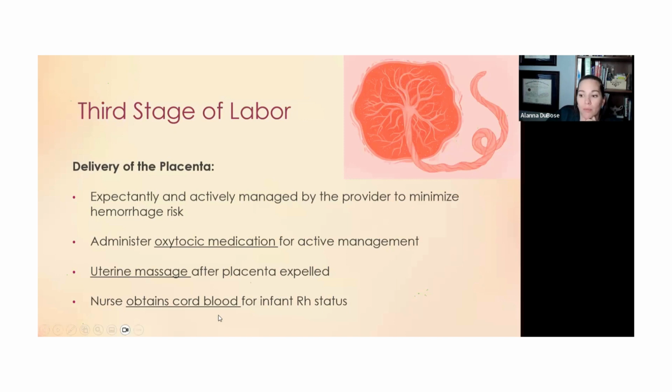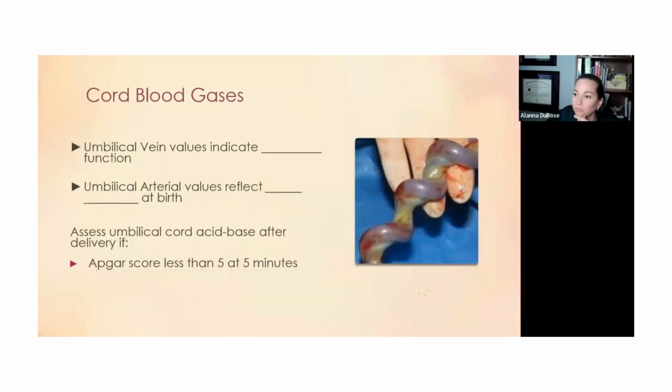During this time, we're going to obtain the cord blood to get the baby's RH status, which is important both because we need to know the baby's blood type, but also because that will affect whether we need to treat our RH negative moms with RhoGAM, right? We'll talk more about that later. But we can also get blood gases.